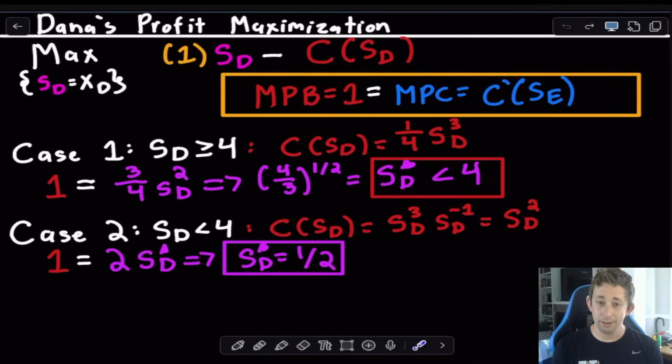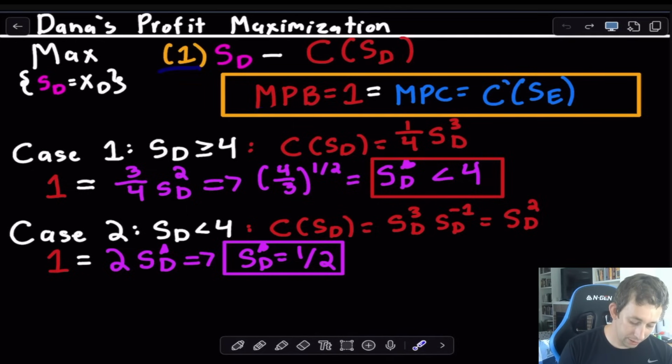Now we're going to do exactly the same thing for Dana, where again, marginal private cost equals marginal private benefit, where this is just marginal revenue, price is 1, this is the amount that she produces, and the cost again is a piecewise function, so we've got to guess and check.